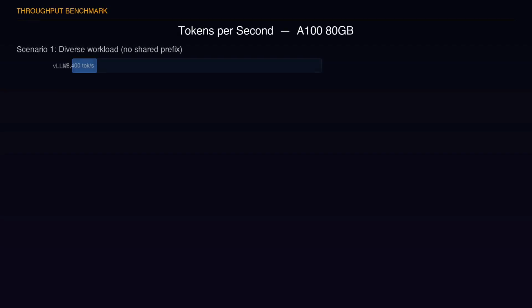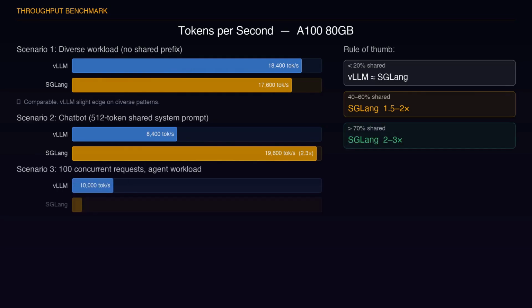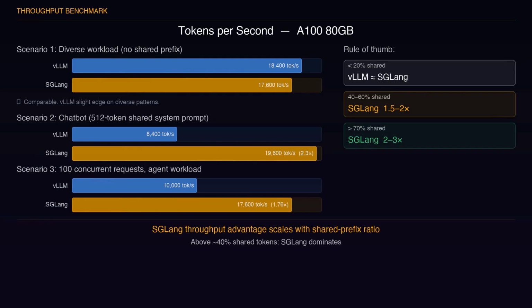On throughput, the choice depends entirely on your workload profile. For general, diverse workloads, varied users, varied lengths, no dominant shared prefix, both frameworks are competitive. On an H100 80GB with Llama 3 70B at high concurrency, both deliver 17 to 19,000 tokens per second. The gap is within 15%. The picture changes dramatically for prefix-heavy workloads. A chatbot with a 500-token system prompt served to thousands of users.